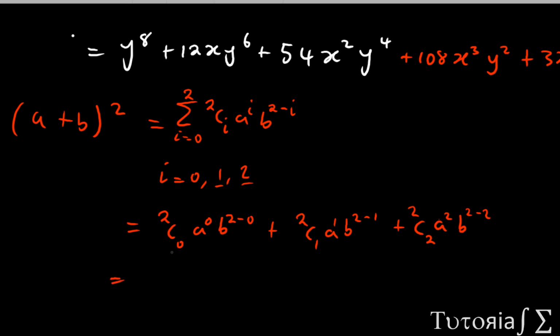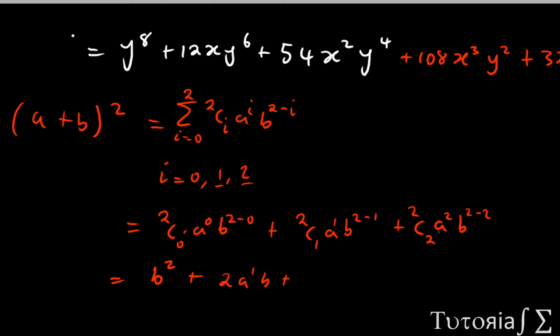So what is 2 choose 0? That is 1. So 1 times a to the power 0, that is basically 1. So it will just be b raised to the power 2, because 2 minus 0 is 2. So b raised to the power 2 times 1 is simply b squared, plus 2 choose 1. When you punch that on your calculator, that will give you a 2. Then a raised to the power 1, b raised to the power 1, because 2 minus 1 is 1, plus 2 choose 2, that is 1.